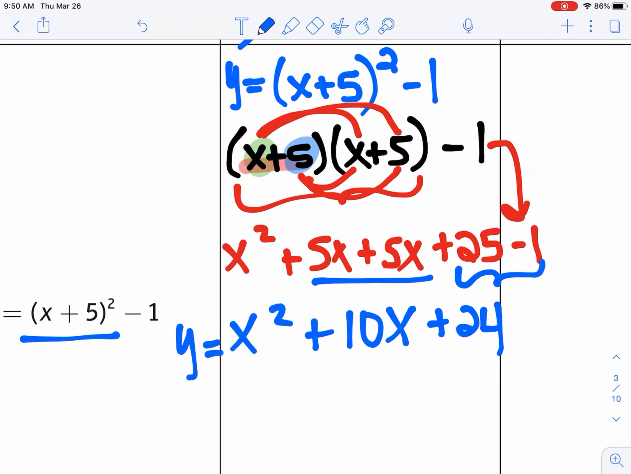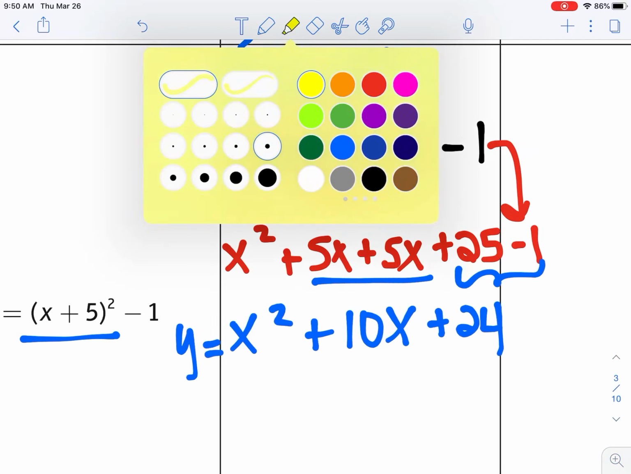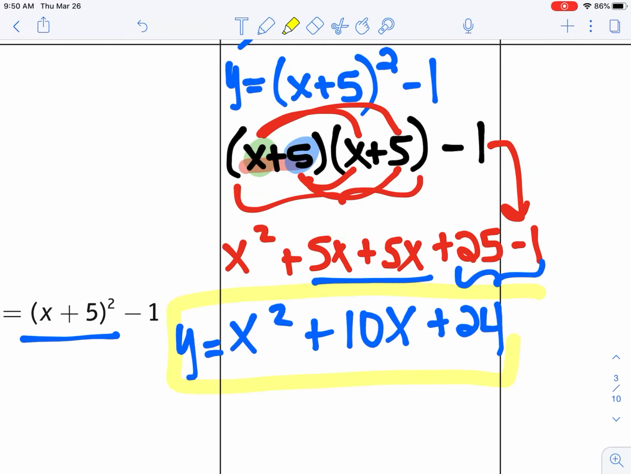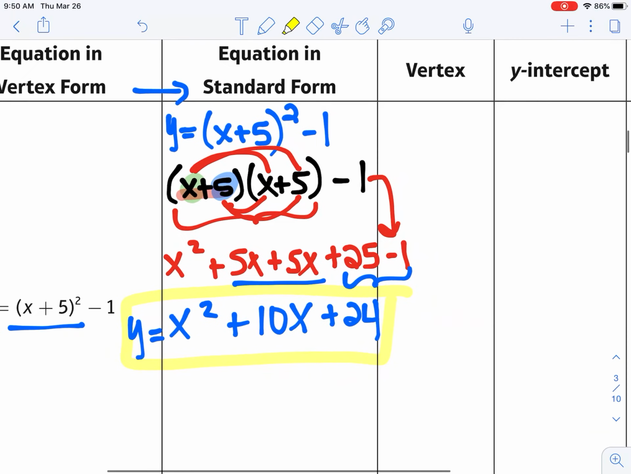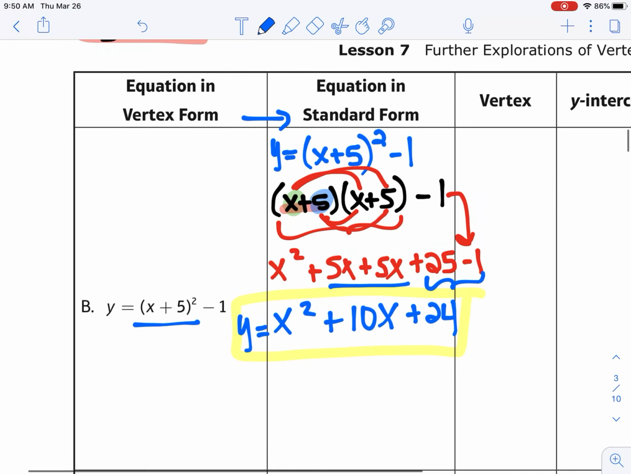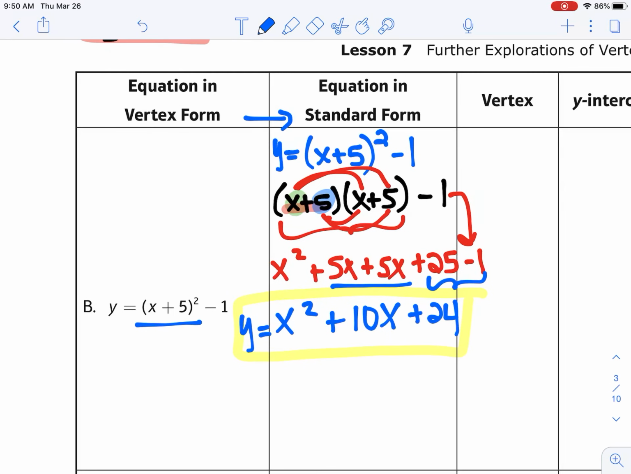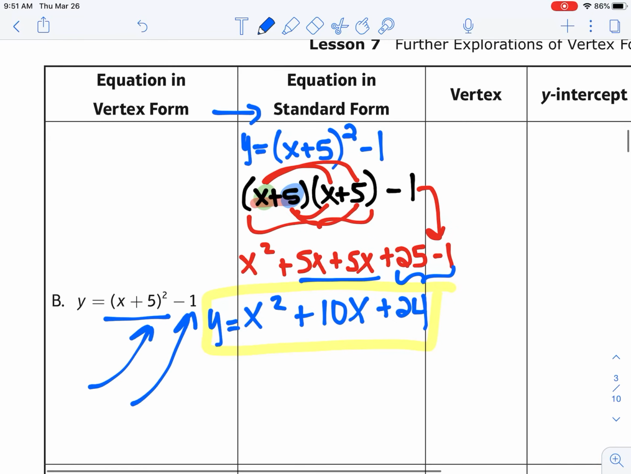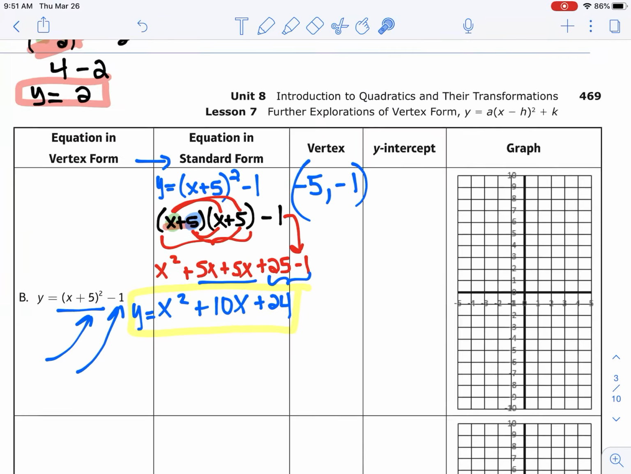So if I go y equals, we now have the standard form of the quadratic equation, ax squared plus bx plus c form. Now we have vertex form and standard form. Which is going to give us our vertex? Obviously, the vertex form. The opposite of a positive 5 is a negative 5, and negative 1 stays the same. This tells me the graph is going to shift left 5, down 1 from the origin.